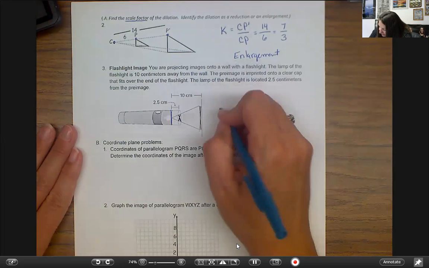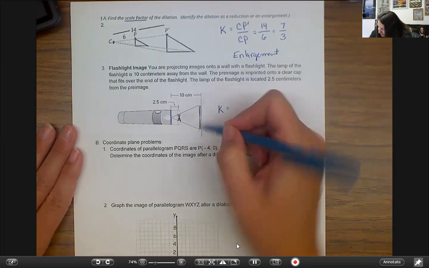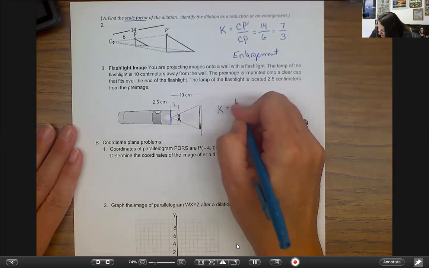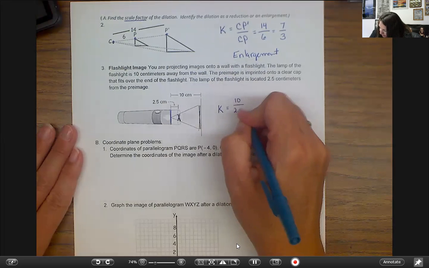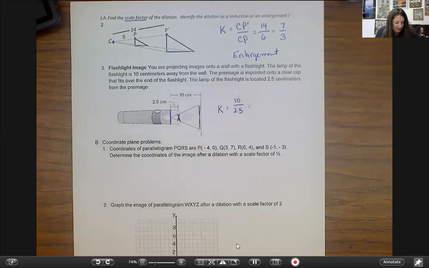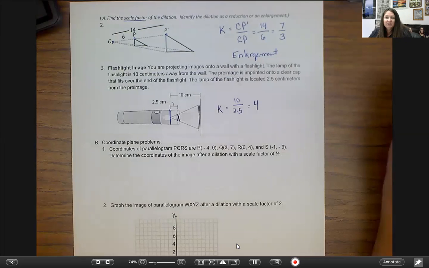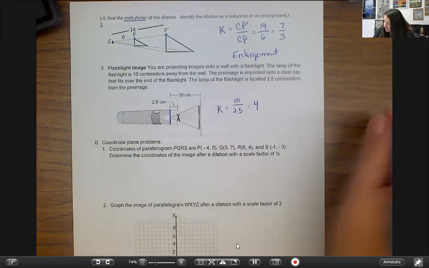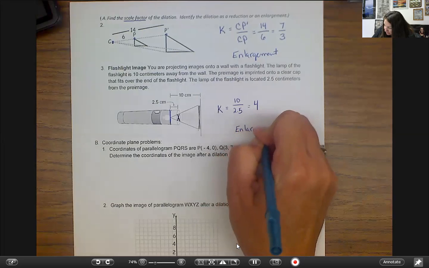And if I looked at finding that scale factor, my image ends up being 10 centimeters away over the original, which was 2.5 centimeters away. Now, a fraction is just division, so 10 divided by 2.5 gives us a scale factor of 4. Again, larger than 1, so this does represent an enlargement.